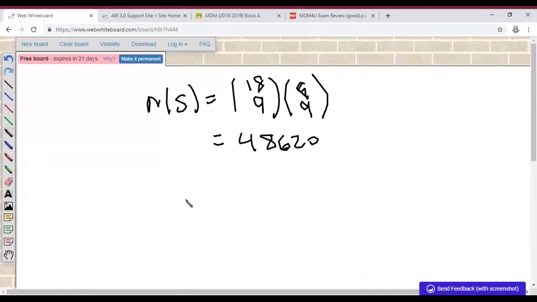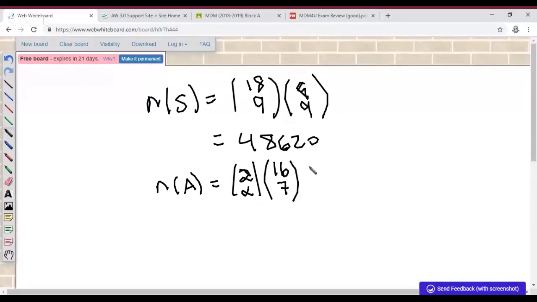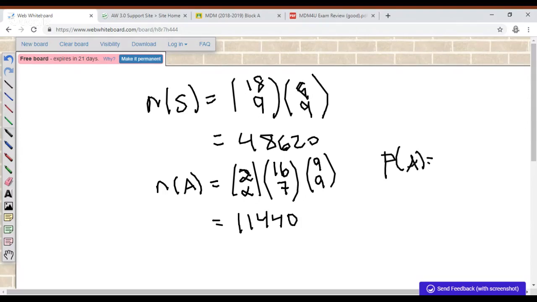Okay. So the sample space is 18 choose 9 times 9 choose 9, which is that 48,620 number. And then the event space. So in the event space, we have 2 people who want to be together. So 2 choose 2 is those 2 people who want to be together. And then that means there's 16 people left. I need 7 to complete the first group of 9. And that leaves 9 left to make the last team of 9. So this would be 2 choose 2 times 16 choose 7 times 9 choose 9. And that gives me 11440. So the probability is 11440 over 48,620, whatever that reduces to.